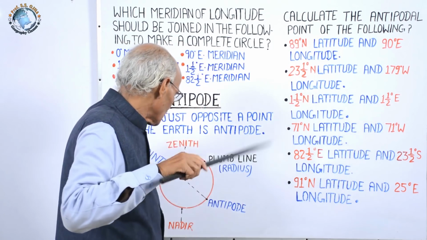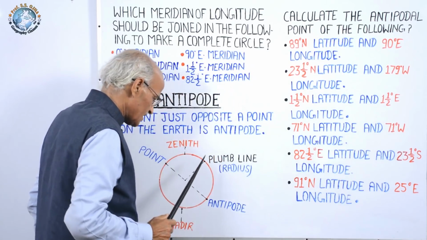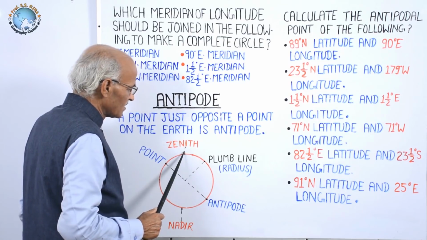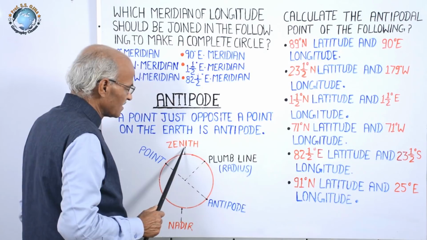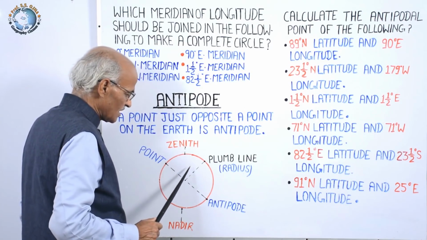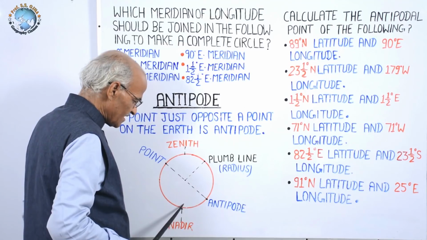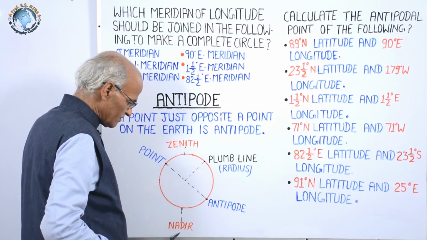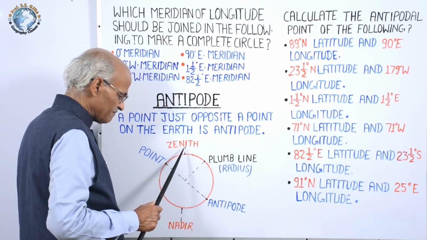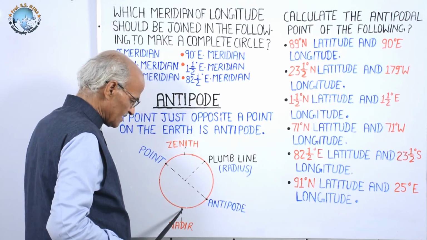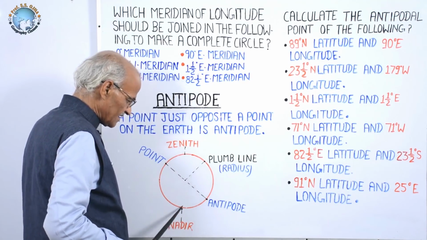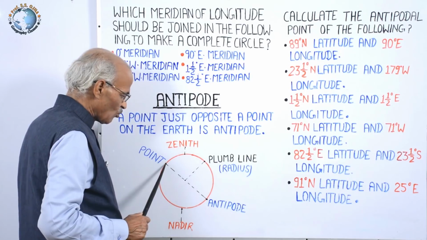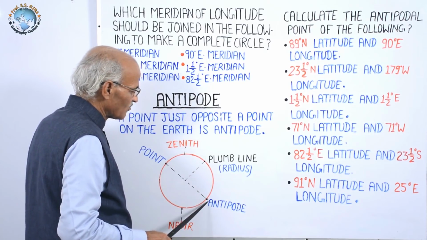The concept of antipode you can understand in this diagram also. Suppose this is a point, and just over this point is the zenith, and opposite to it, here one is standing, this will be the antipodal point for this, and this point will be the nadir for this person. But for this person, it is zenith, and for this person, this is antipode and nadir.